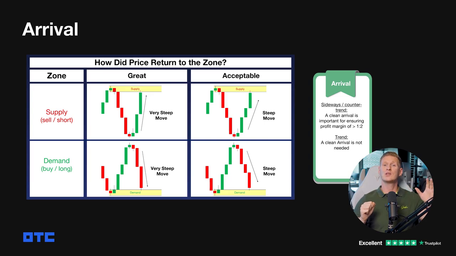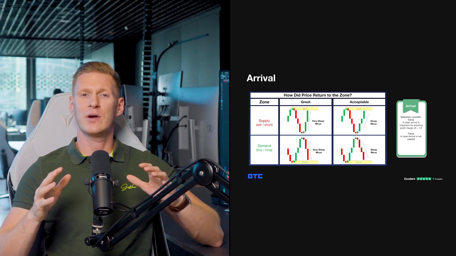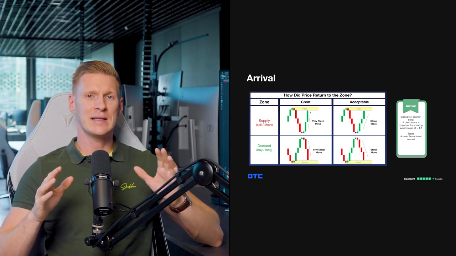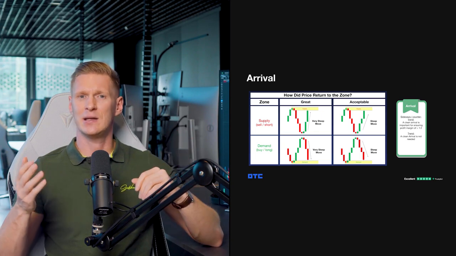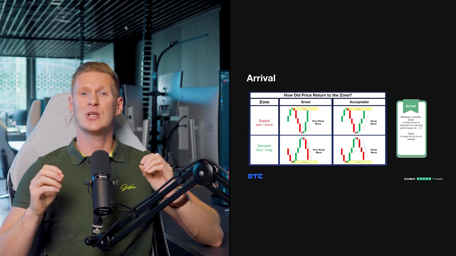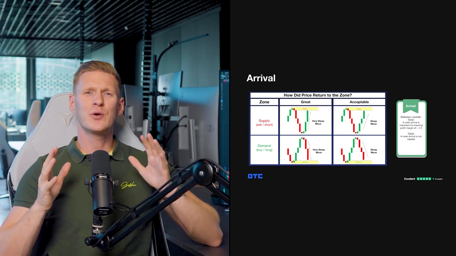Another key factor in evaluating the quality of a zone is arrival, particularly when trading lower time frame, LTF, zones in counter-trend scenarios. Arrival becomes crucial when you're going against the higher time frame, HTF, direction, such as shorting in an uptrend or buying in a downtrend. However, when your LTF zone aligns with the HTF trend, like buying in an uptrend or selling in a downtrend, arrival is much less of a concern. So, what does arrival mean?